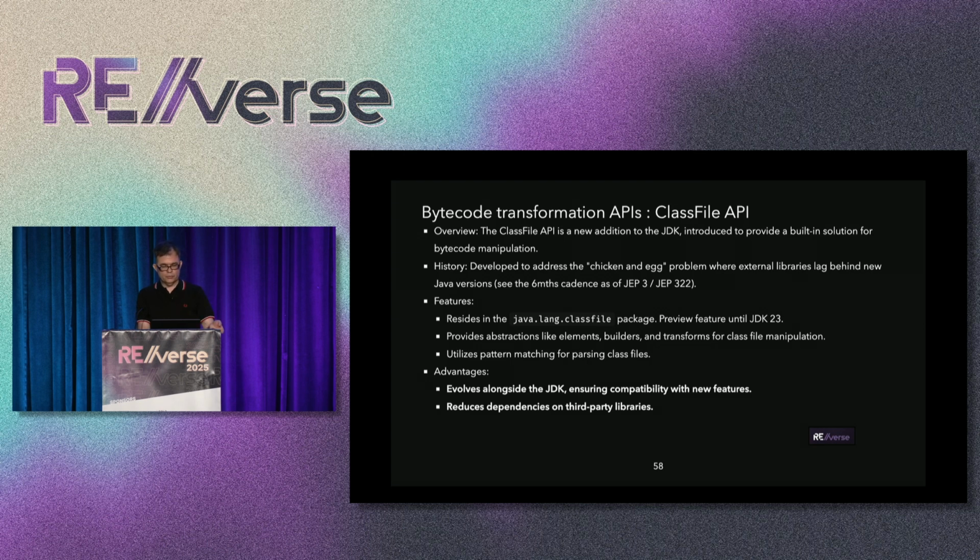So you don't have to use newer bytecode libraries. Currently with ASM, you have to wait for the new ASM version because they support the new ClassFile version. With the ClassFile API, you don't have all these dependencies anymore because it's all in one JDK. It resides in the java.lang.classfile package, and it's a preview, and it evolves alongside the libraries.